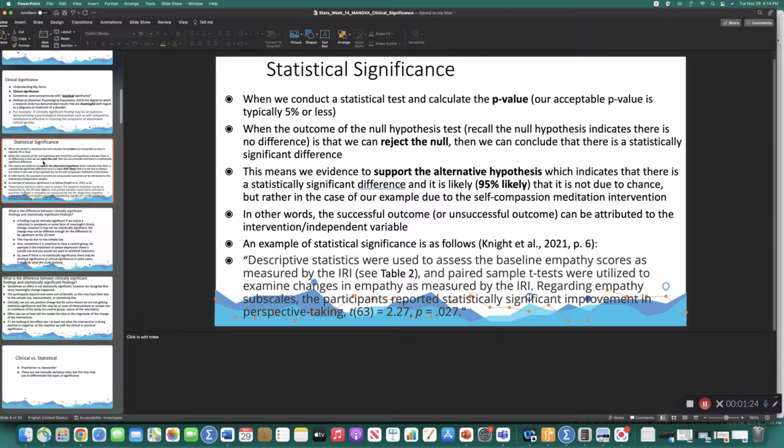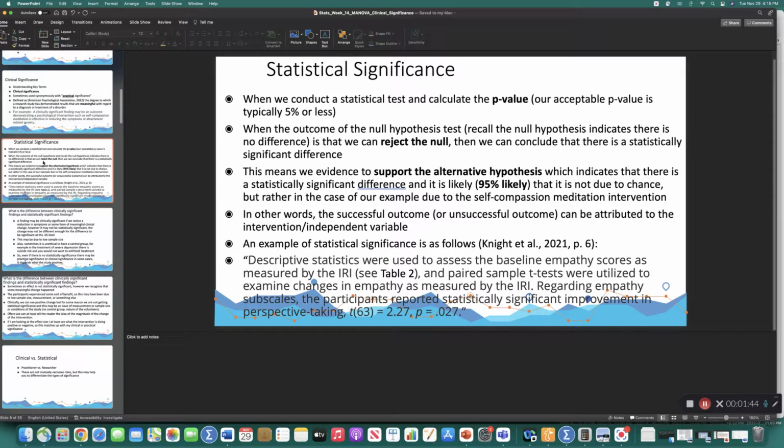And it's likely, 95% likely, that it's not due to chance, but rather, in the case of our example, due to self-compassion meditation, or the intervention that we're examining. In other words, a successful outcome can be attributed to the intervention or the independent variable.